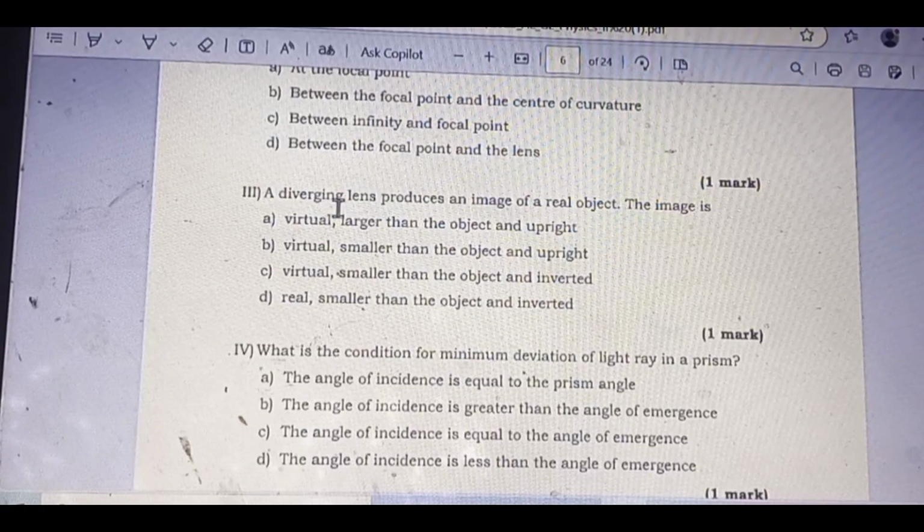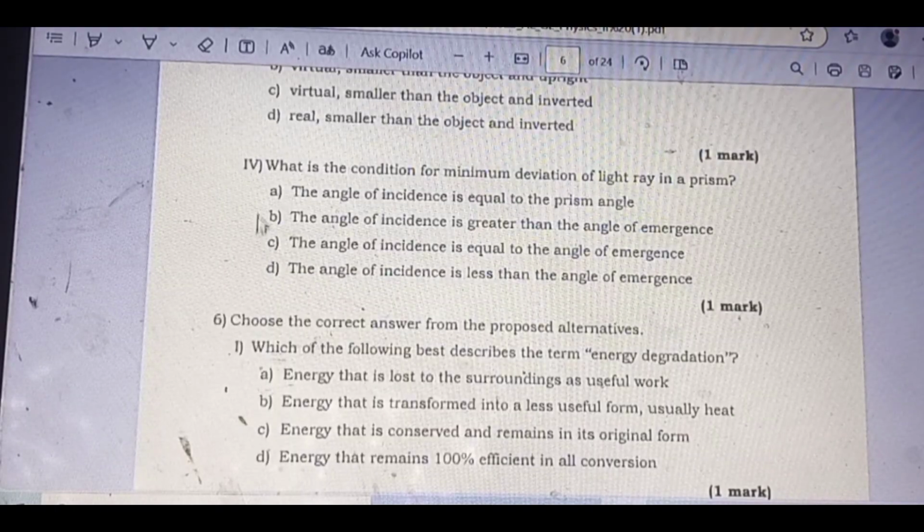III. A diverging lens produces an image of a real object. The image is. The correct answer is virtual, smaller than the object and upright. Letter B. IV. What is the condition for minimum deviation of a light ray in a prism?